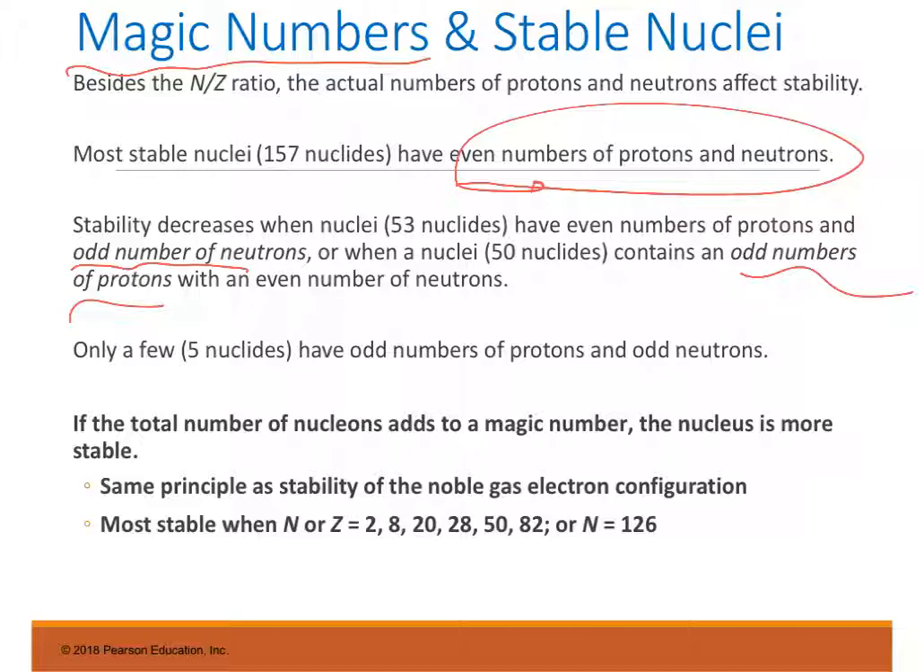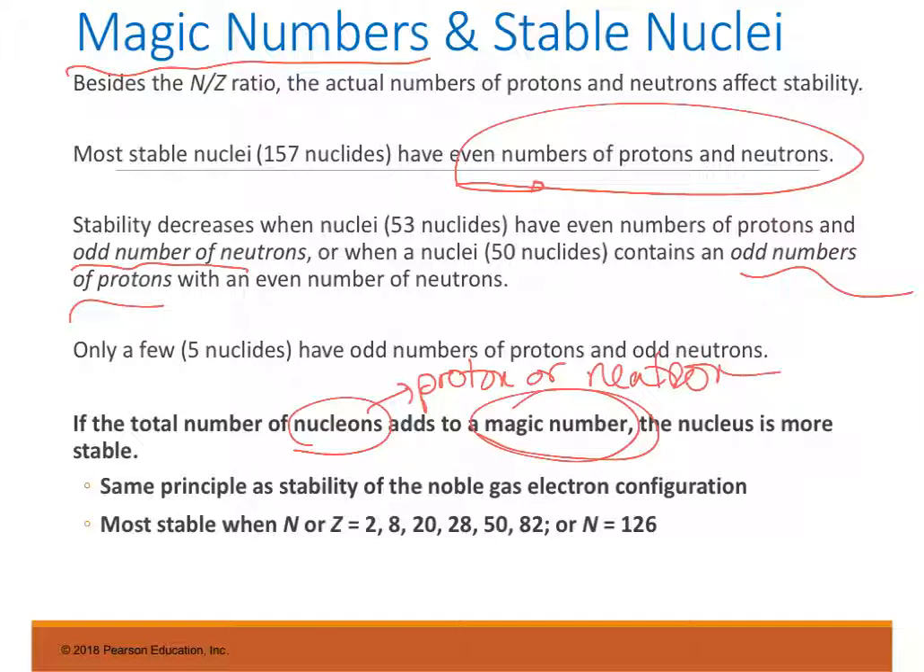All right, so the magic numbers, and you don't need to memorize these. I just want you to be aware they exist. So a nucleon is anything in the nucleus, so it could be a proton or a neutron. So if the total number of protons and neutrons are any of these magic numbers, the nucleus is particularly stable and you won't see it undergo nuclear decay.